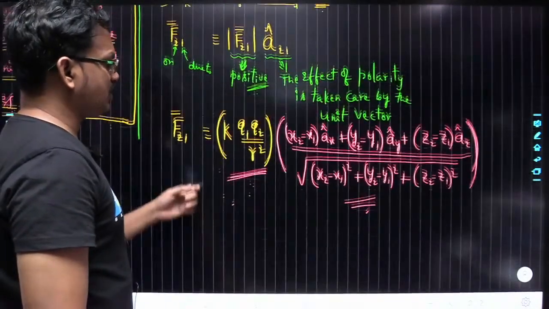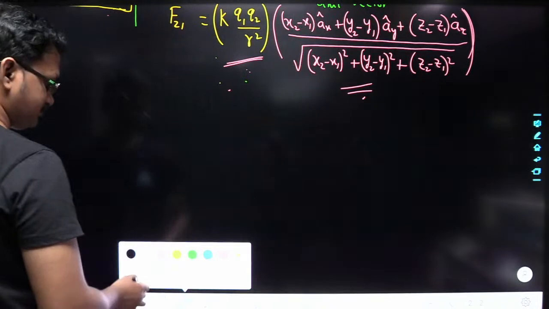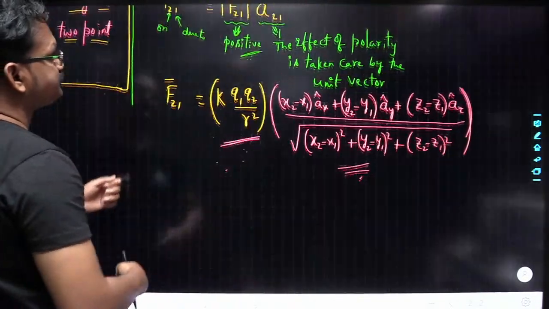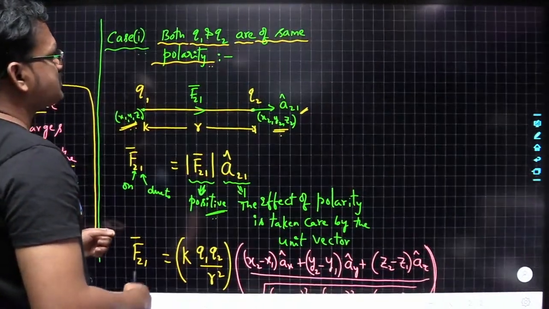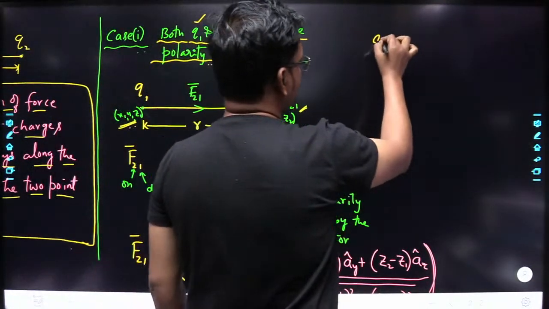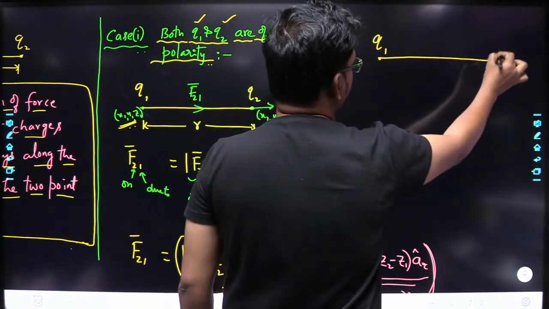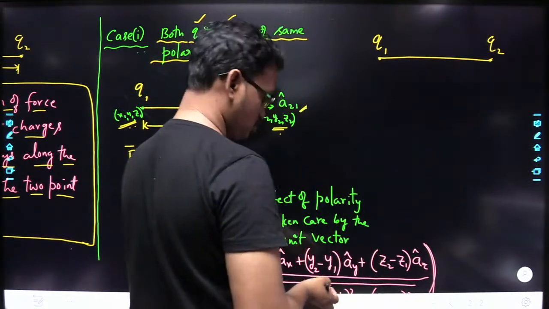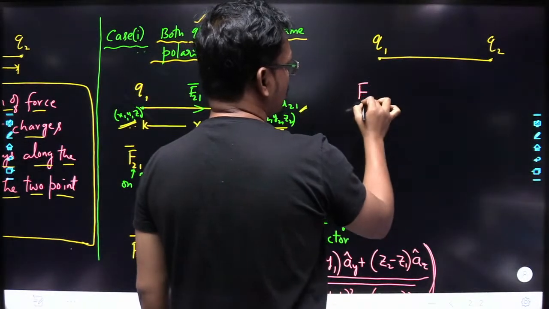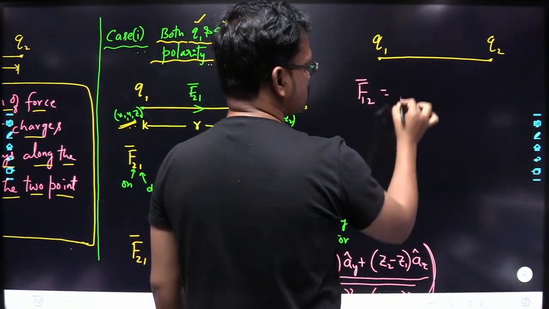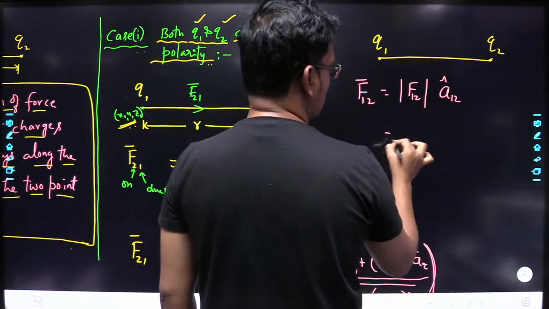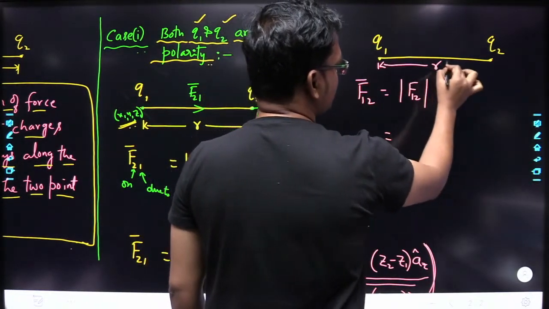Now similarly, here we have considered both Q1 and Q2 to be of the same polarity. So in the same case, if you want to determine the force on Q1 due to Q2, how to represent it here? Tell me directly. So the force on 1 due to 2 is equal to, it is going to have magnitude as well as direction. What is its magnitude here? Let us say the distance from here to here is r.